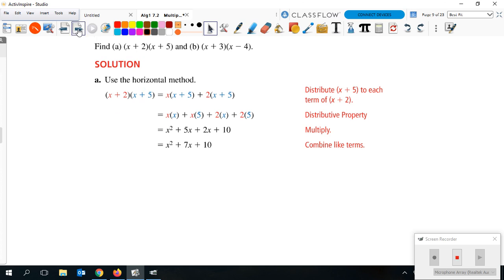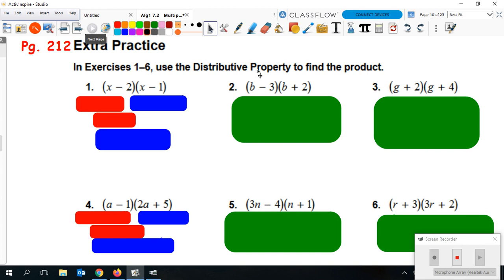All right, let's take a look at our extra practice on page 212 in your notes. I'll do number 1 and number 4, and then you are going to do 2, 3, 5, and 6, which I have in green. For number 1, the first thing we're looking at is x times x minus 1. Then it's going to be the negative 2 times x minus 1 as well, the second term in the first parenthesis times the second parenthesis.